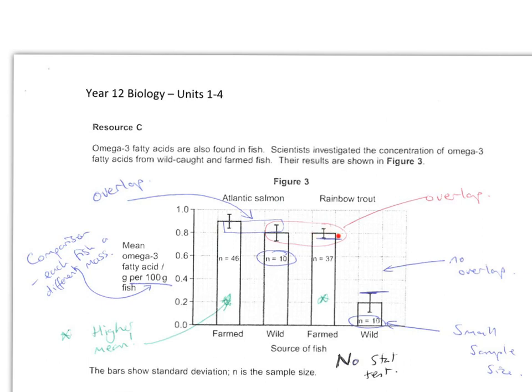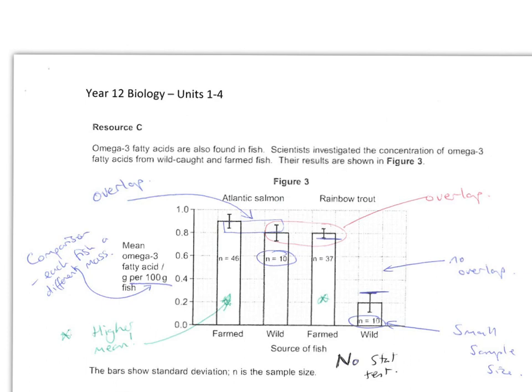It's the same for the rainbow trout. You've got a higher mean here than you do here. So that goes along with the argument as well, that you've got more omega-3 in farmed. And you can see in both means that's the case. However, we can see that we've got standard deviation bars on here. And if you have standard deviation bars, you have to use them.